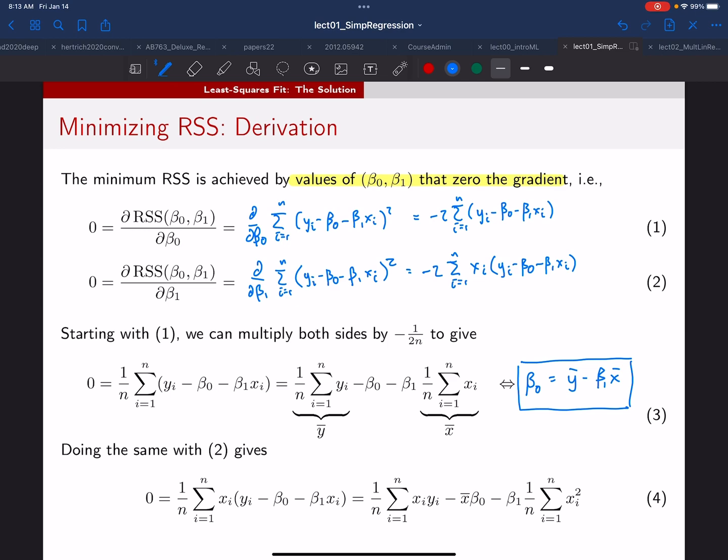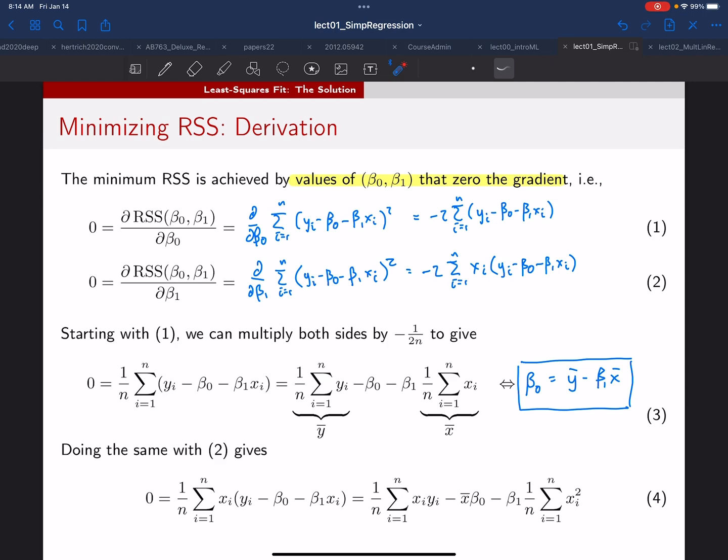All right, so let's do the same to equation 2 here. We're going to multiply this by minus 1 over 2n, which turns this minus 2 into 1 over n. And then we have this equation here. And now just distributing this average, so we're going to have the average of xi yi. Then we're going to have this times minus beta naught, which is just minus x bar beta naught. And finally, we'll have this times this over here. So we're going to have this term. This is going to be the average of xi squared.